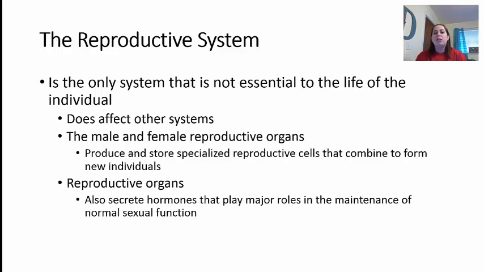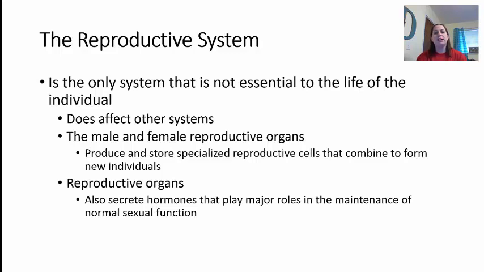The male and female reproductive organs are known as gonads. They produce and store specialized reproductive cells. These specialized reproductive cells are called gametes, egg or sperm. And they actually combine to make a new individual. These egg and sperm are produced through the process of meiosis. Remember from Anatomy 1, meiosis is where a cell divides not once but twice, and it halves the number of chromosomes. So in a human, it goes from 46 chromosomes down to 23, so that when an egg and a sperm fuse together, it goes back to the 46 that we need as a human.